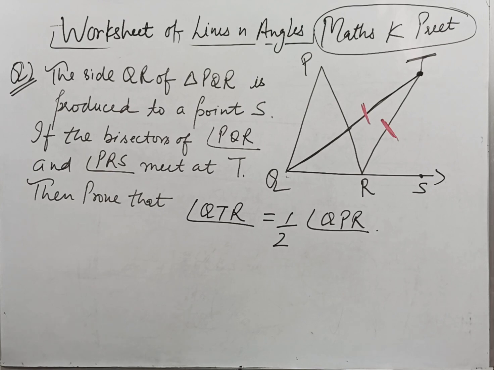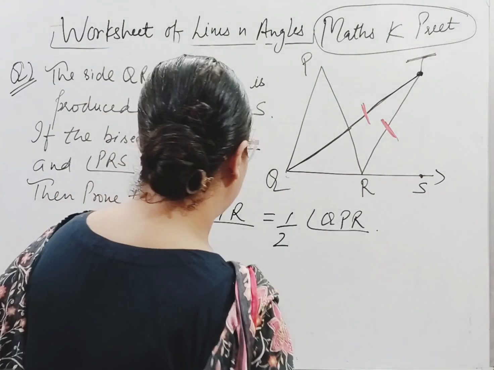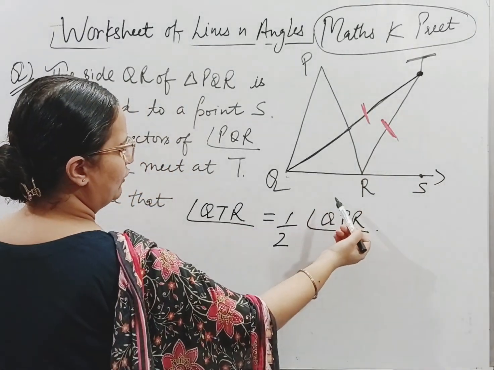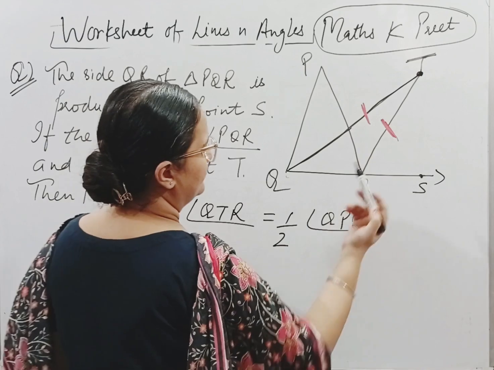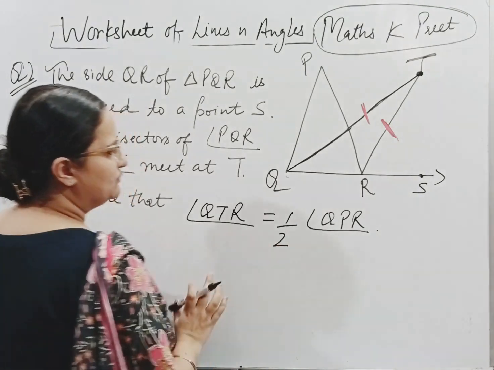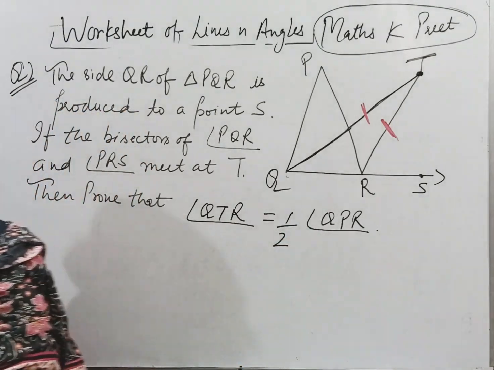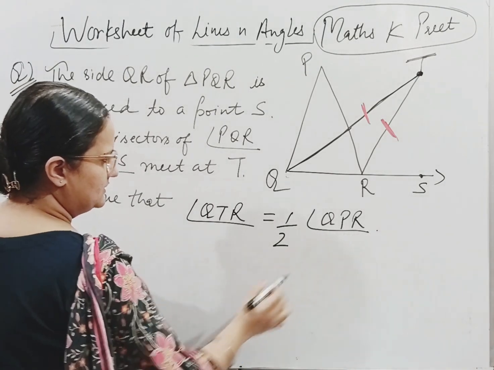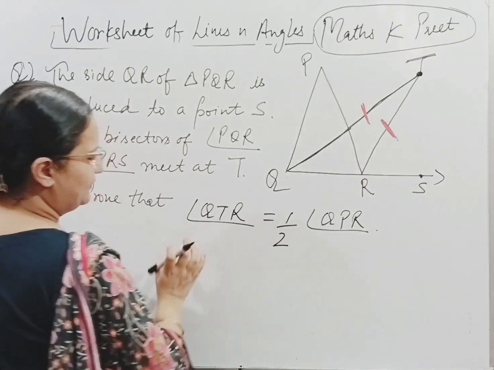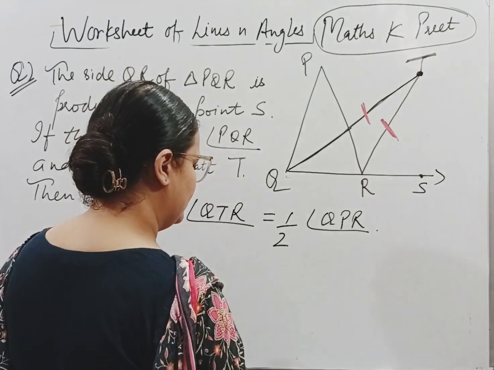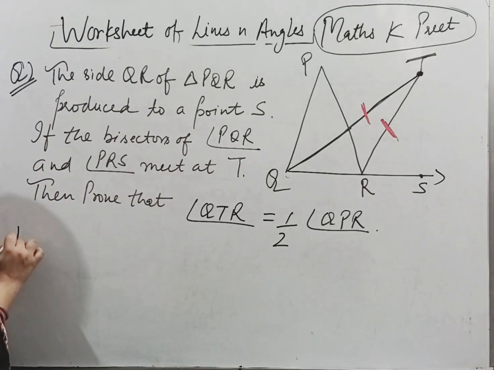Then we have to prove that QTR is equal to half of QPR. Very important, very good question this is. So whenever we have such questions where we have to prove some result, always keep the result in mind while proving the question. So keep in mind these two angles. We have to separate these angles. If we find these angles somewhere, we have to keep these angles in mind to get the result. So let's start the proof.